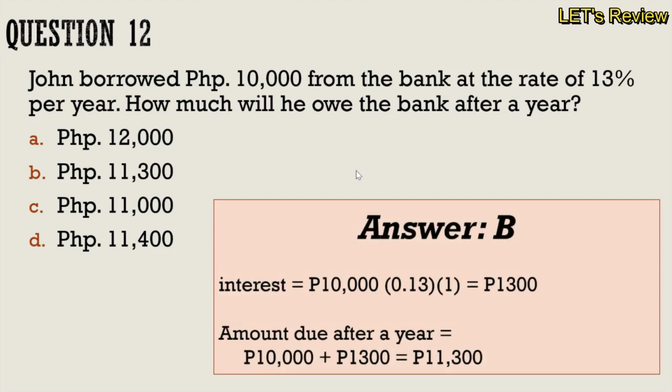Interest is equal to 10,000 pesos times 13% times 1 is equal to 1,300 pesos. Adding to the capital of 10,000 pesos, so 10,000 pesos plus 1,300 pesos is equal to 11,300 pesos.